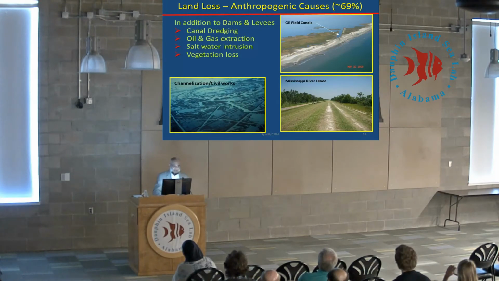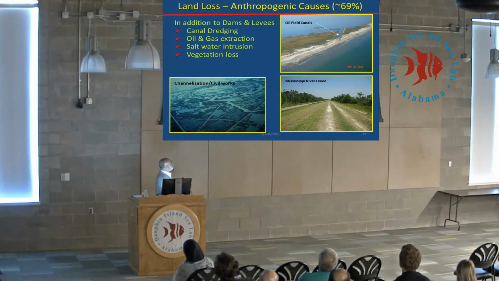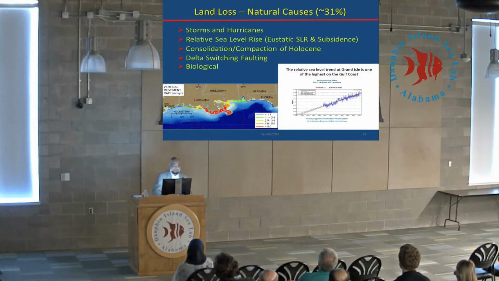So other causes of land loss in addition to dams and levees are the canal dredging, which you see here. You see the canal which has been dredged here in California Canal, in Trinity, Barry Islands. Similarly, other canals have been dug here. Here are your levees. So these are the anthropogenic, the human-related causes, which cause almost 70% of this loss. And 30% is natural causes: storms, hurricanes, relative sea level rise, eustatic change and subsidence, consolidation, compaction, and all this.